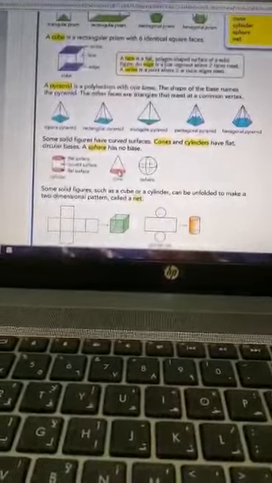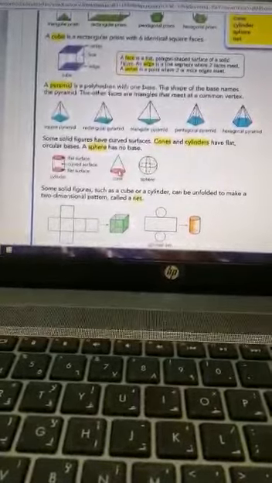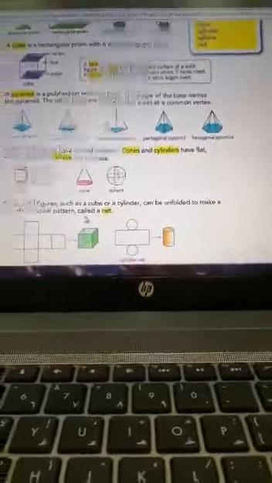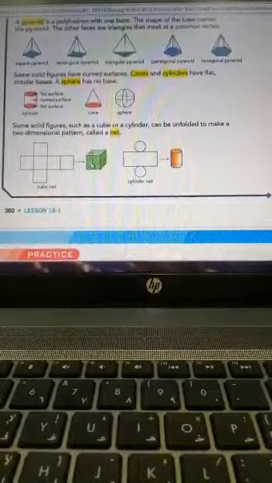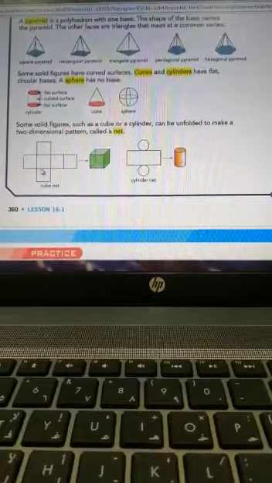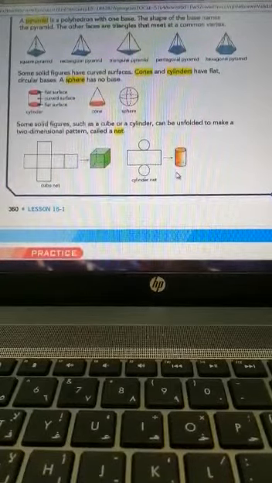Now sometimes we can open the solid figures into a two-dimensional pattern, okay? Then we call this a net, okay, we call it a net. For example, this is a net of a cube. This is the original cube. When we open it, we get this figure, okay. With this cylinder, when we open it, we get this figure, okay.